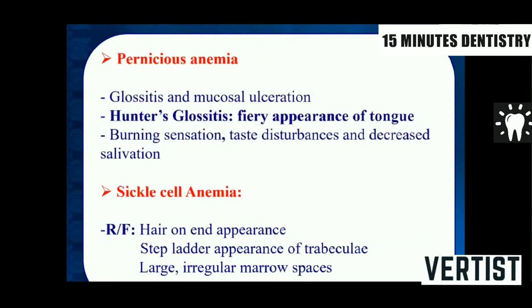Coming to pernicious anemia, what you have to remember is the Hunter's glossitis. That is the fiery appearance of tongue in case of pernicious anemia. It causes glossitis and mucosal ulceration, and the patient complains of burning sensation, taste disturbances, and decreased salivation. For sickle cell anemia, radiographic features are important. So you see hair on end appearance just like in thalassemia, but not as common as in thalassemia. Then you see the step ladder appearance of trabeculae and large irregular marrow spaces.